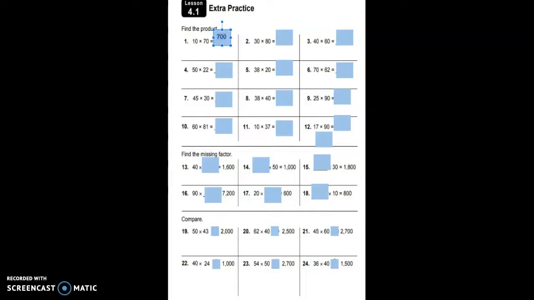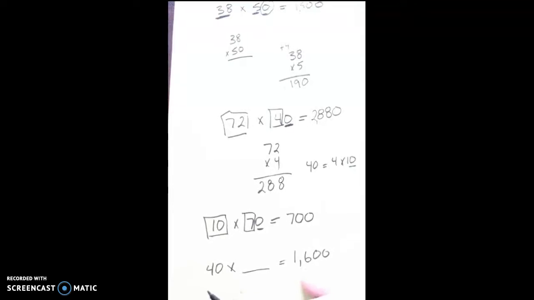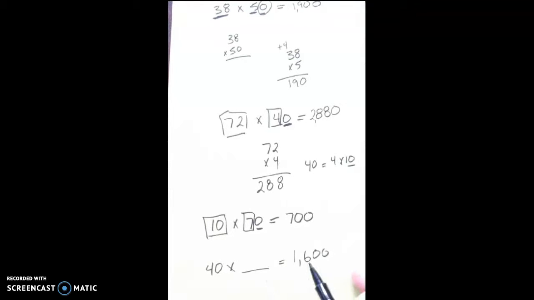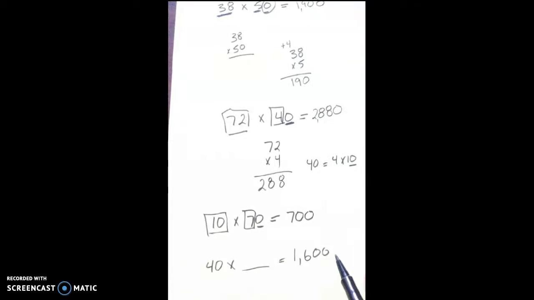Alright, so when I get down here to number 13, it's asking me to find the missing factor. So 40 times what equals 1,600? So let's go ahead and take a look where I've written it out here. 40 times what equals 1,600?